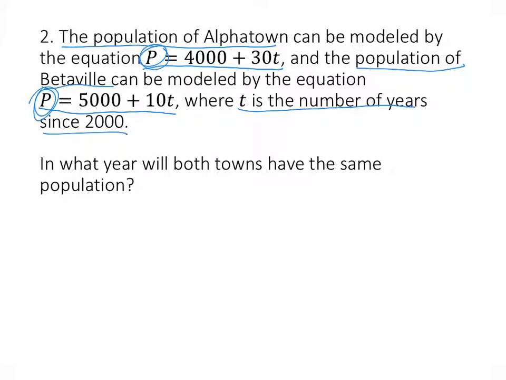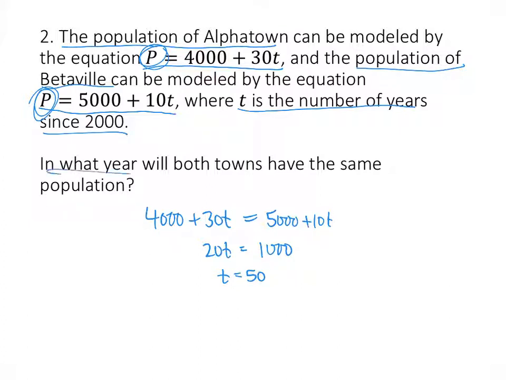So the question is, in what year will both towns have the same population? So that means we want the two p's to equal each other. So what we get is that 4,000 plus 30t, the population of Alphatown, should be equal to 5,000 plus 10t, the population of Betaville. So that gives us an equation that we can solve. We can subtract 10t from both sides, subtract 4,000 from both sides, divide both sides by 20, and we get that t equals 50.